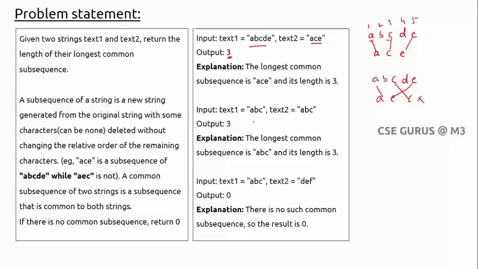Of course, if I take ABC and ABC, both are the same, so directly I can say the common subsequence length is 3. And what about this one? ABC and DEF have no common character at all. So no common subsequence exists, that's why it is 0.